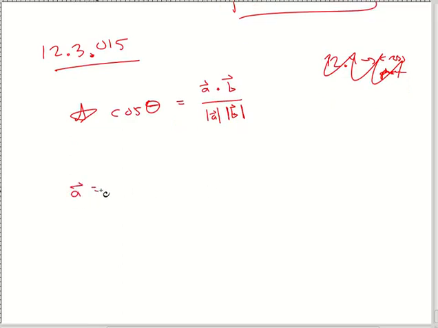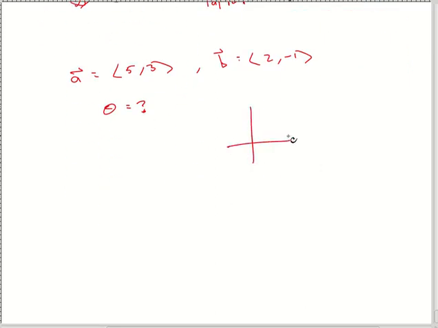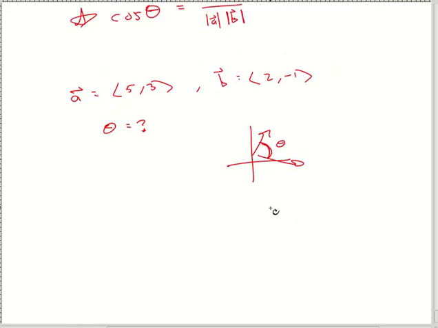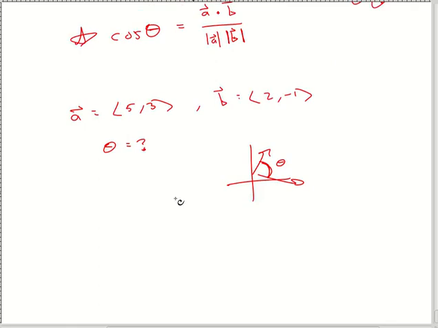They give me A equal to (5, 3) and B equal to (2, negative 1), and they want the theta angle for those. What's the angle between those vectors? I have one vector here and another vector there. What's the angle theta between them? And that was a bad graph, I'm just letting you know.